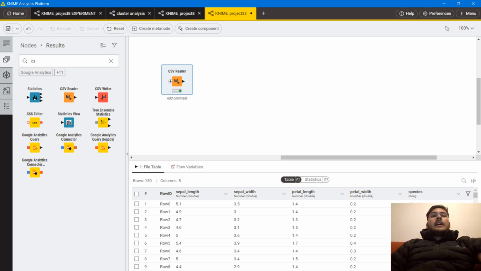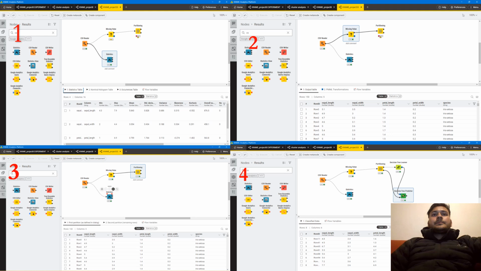Here I have used a CSV file. At first I'll drag my CSV reader onto my KNIME interface. We can just search for it on the right hand side of our interface. This is very easy and we have to execute. We have to browse the file and execute here. So this is my CSV reader and my file has been executed over here.